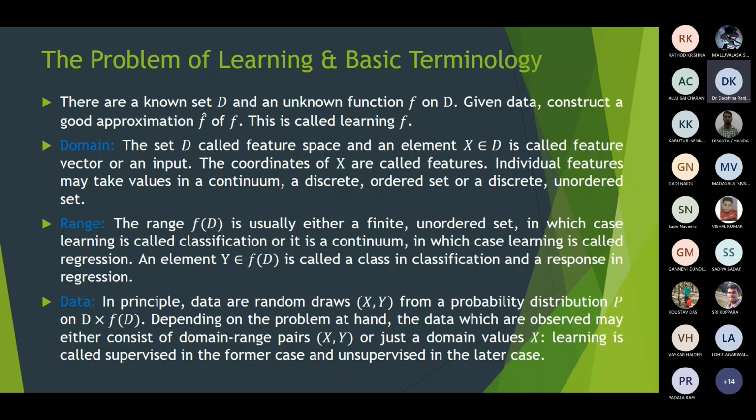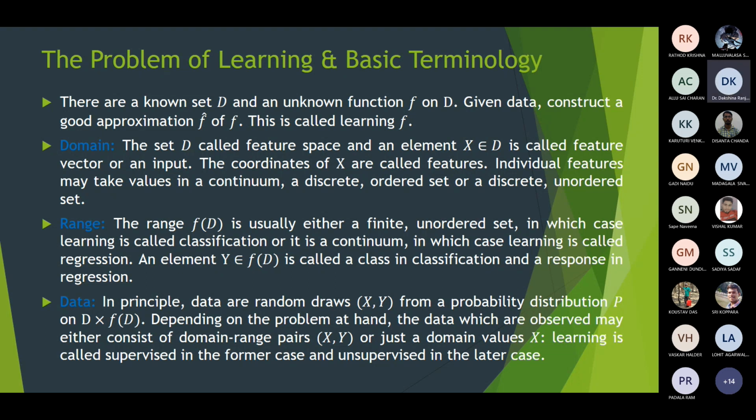Now the data which are observed may consist of domain range pairs. Domain range pair means here the domain is x, so capital X is the feature vector, and x comma y, where y belongs to the range. Basically this pair of components is known as domain range pairs. The data which are observed may either consist of domain range pairs or just domain values. Domain values means the features in the feature vector.